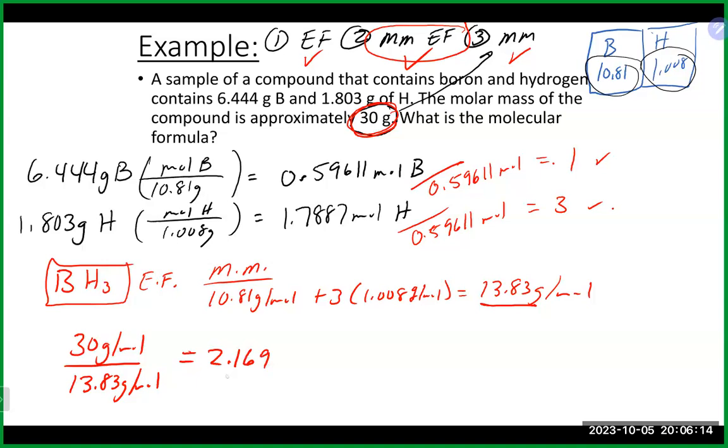Here we get 2.169. As I mentioned, because it's definitely an approximate molar mass, it is okay to round it to 2 in this case. That would give us B2H6. Really, this should be a whole number ratio of the empirical formula, but because that molar mass is approximate, not exact, and you could even get a range, you can do a little bit more rounding than normal. Any questions on that? This would be our molecular formula here. Questions?